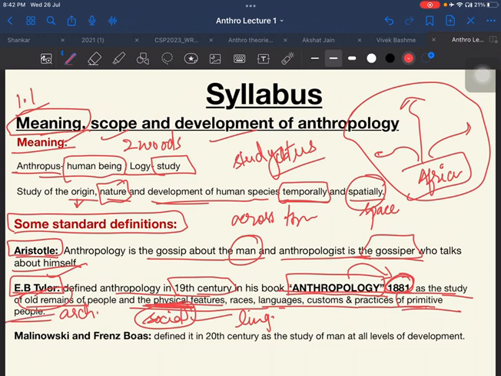Now, there is another definition given by Malinowski and Franz Boas. They gave it in the 20th century. It defines the subject as the study of man at all levels of development. Though the definition seems quite small, it is very comprehensive in the way the word "all" has been used. So, this definition is the most appropriate one out of these three.